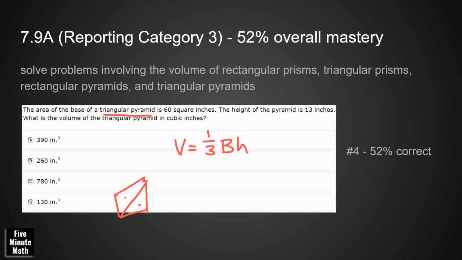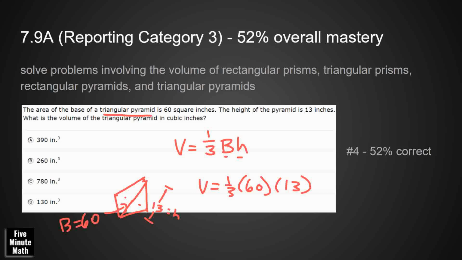The area of the base. Okay, so they are going to give you the area of the base. That's that bottom triangle. And they give it to you as 60 square inches. The height. Okay, so I've kind of drawn mine as a slant here. So I'm going to do my height as 13. That's my H. And we're just looking for the volume. Well, that's filling in both of those numbers right there. So volume equals 1/3. Let's substitute in 60 for the base. Let's substitute 13 for the height.